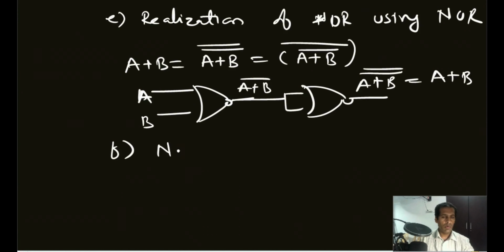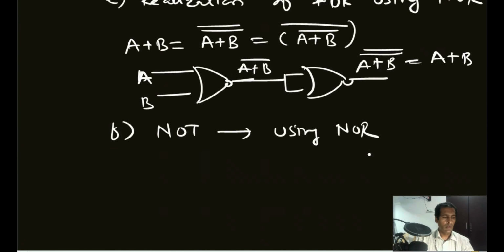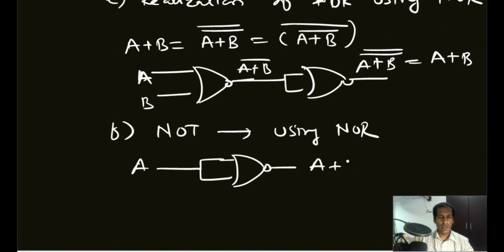Now we can also realize NOT using NOR. Simply, we take a single input A and give it combinedly to the NOR gate, so it will be equal to (A plus A) whole bar is equal to A bar. So this is about the universal gates.